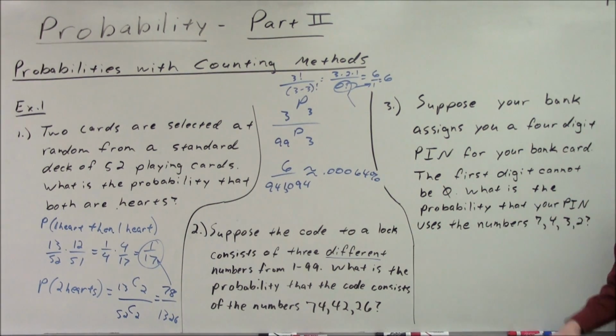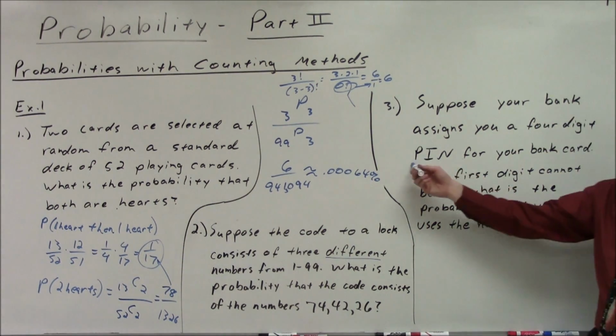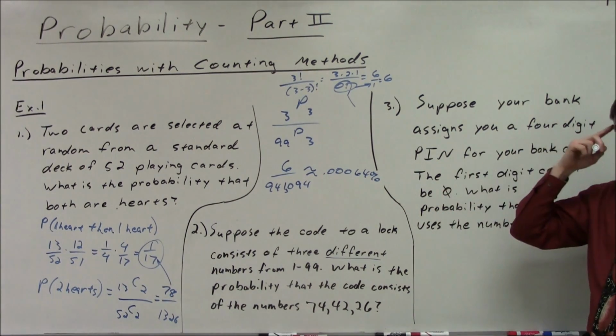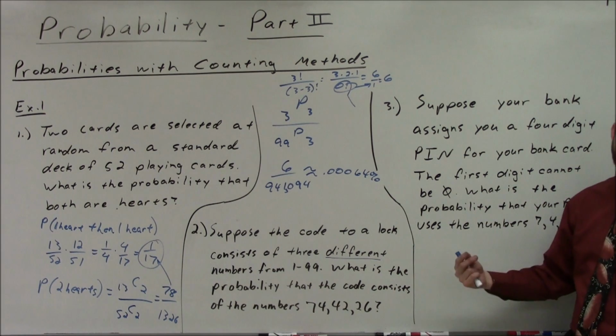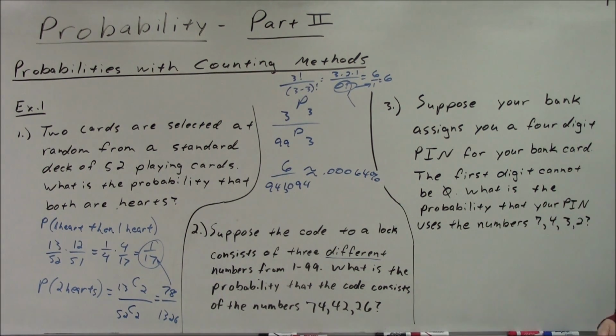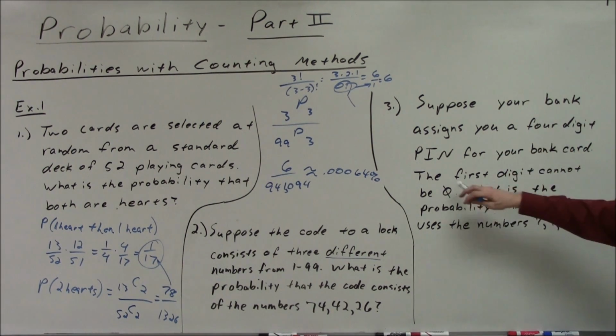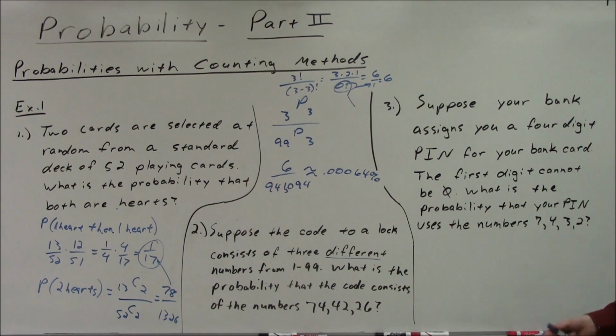And then number 3. Suppose your bank assigns you a 4-digit PIN. Okay, personal identification number. Think to yourself, is it position specific? Yes, so we may be dealing with permutations, but let's keep going. For your bank card, the first digit cannot be 0, okay, there's a restriction on the first digit. What's the probability that your PIN uses the numbers 7, 4, 3, and 2?